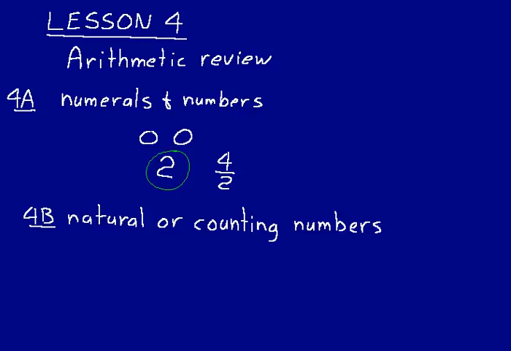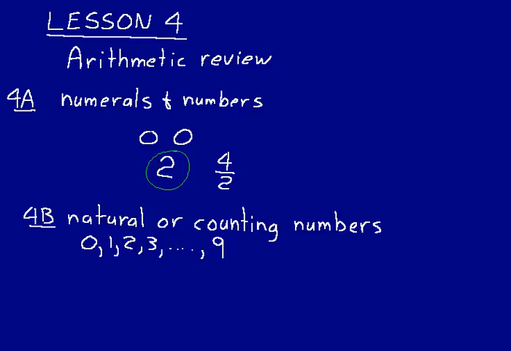Now, we use a special system of numerals to designate what a number is, and that's called the decimal system. And those consist of what are called digits, and those are 0, 1, 2, 3, 4, 5, 6, 7, up through 9. Those are the digits that we use to create numerals, and those designate a number or a value.